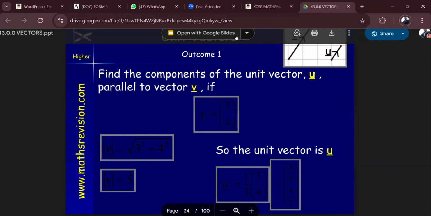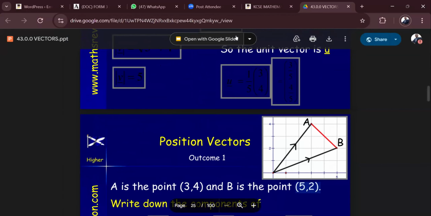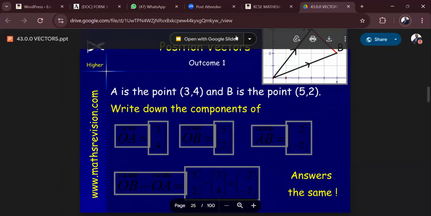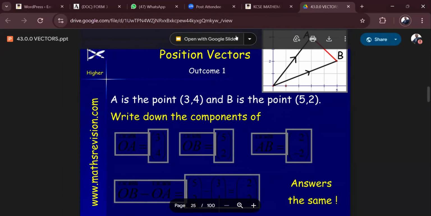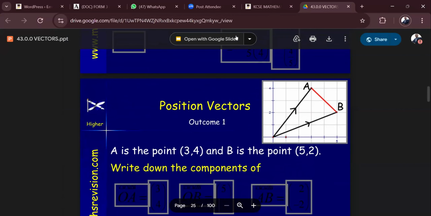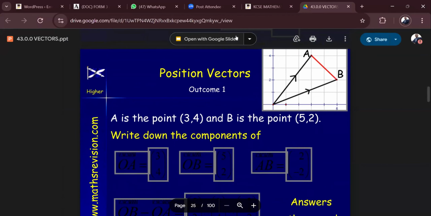It's almost the same as a position vector, that's why not much is said there. We go directly to position vectors, where you ask yourself, what is the position of that particular point from the origin? For A, you need to move 3 units on the x-axis and 4 units on the y-axis to arrive at A. So the position vector of A should be (3, 4).